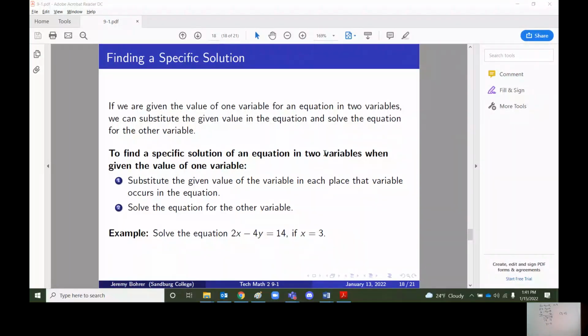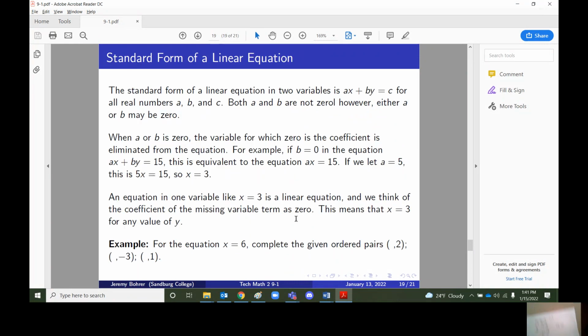This problem is on page 19. I think the next problem is on 19. Okay, so we're given the equation x equals 6, and we want to complete the ordered pairs (blank, 2), (blank, negative 3), and (blank, 1).